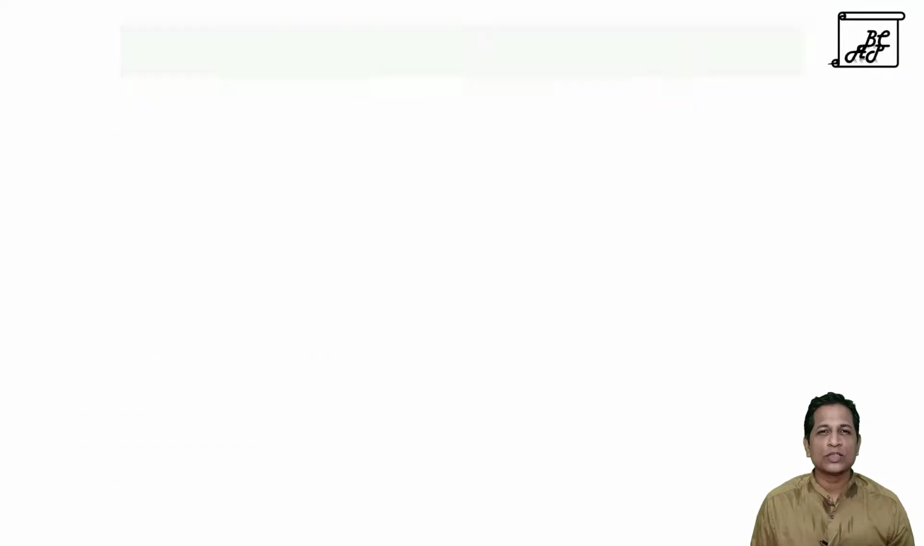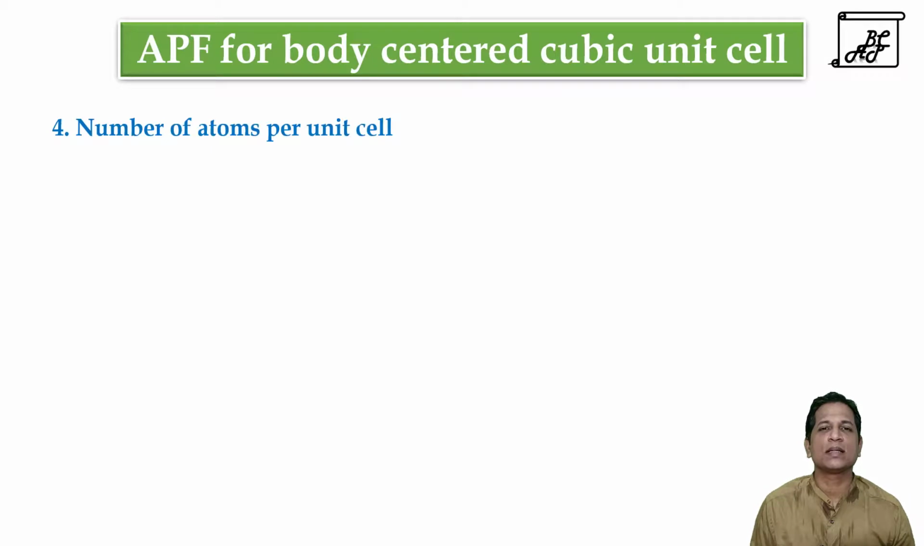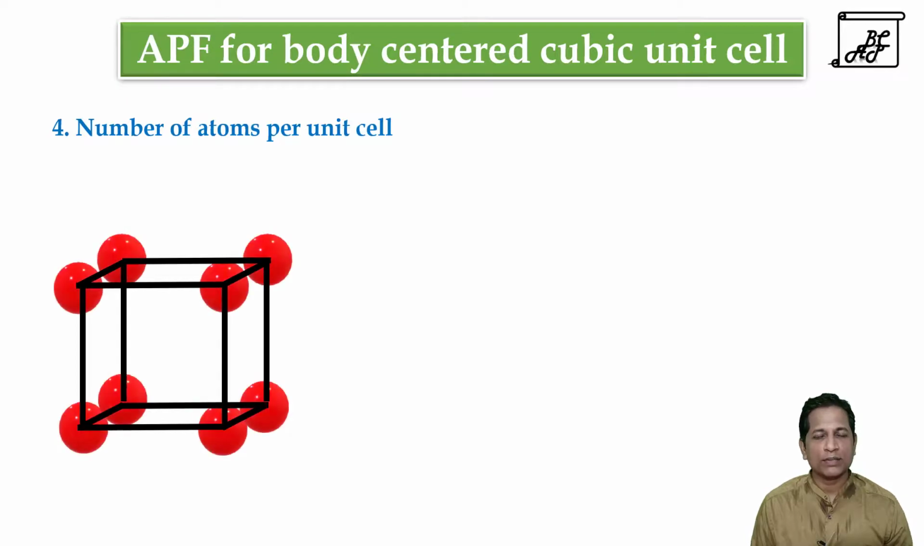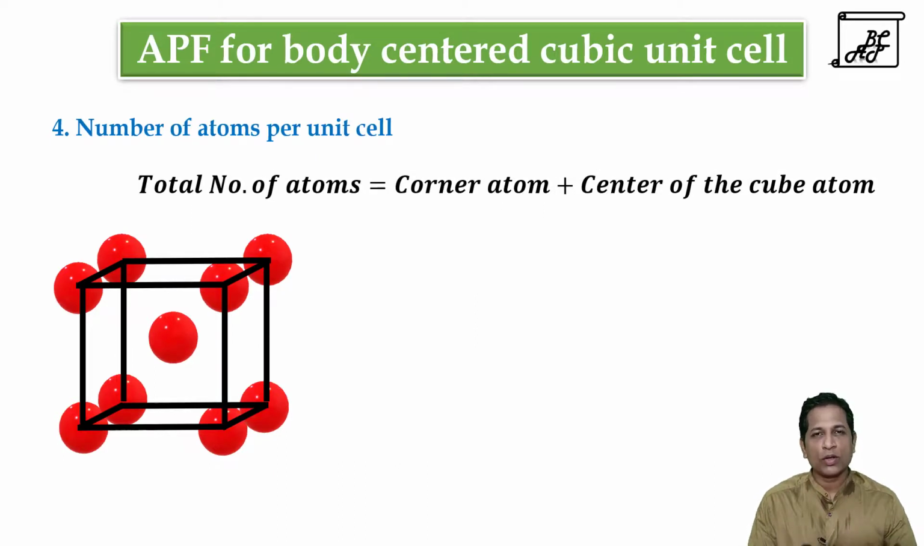Let's move to the calculation of number of atoms per unit cell. For this, we will draw one cube. In body centered cubic unit cell, there are atoms at the corner of a cube and one additional atom at the center of the body. Total number of atoms will be contribution of the corner atom plus contribution of the central atom. In my last video, we have seen the calculation that the corner atom contributes 1 by 8 part to the particular unit cell. If you have not watched that video, click on the above link and please watch it.